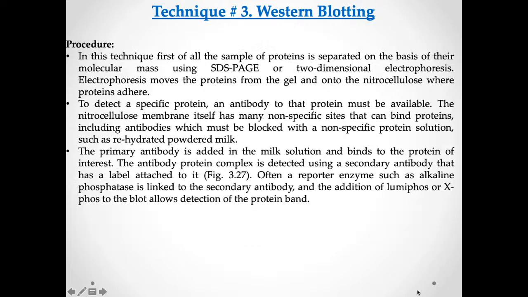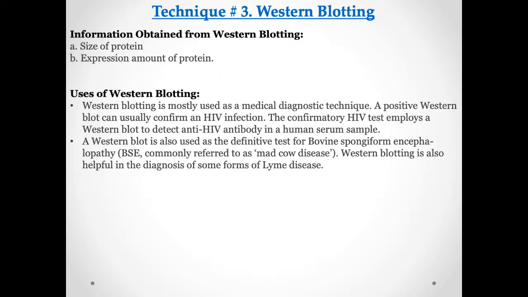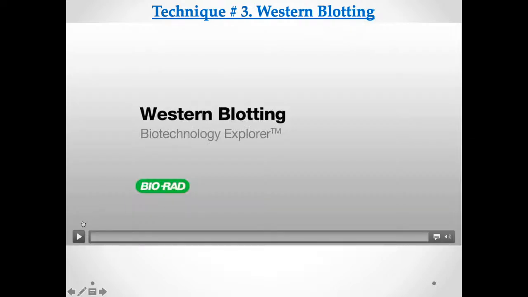So basically, as we have discussed, this is the nitrocellulose membrane having the basic protein. Then we have the primary antibody, then the secondary antibody, and on top we have the label to detect the location of the secondary antibody for our eyes. So let's watch one video about that. Then we'll wrap up this session.